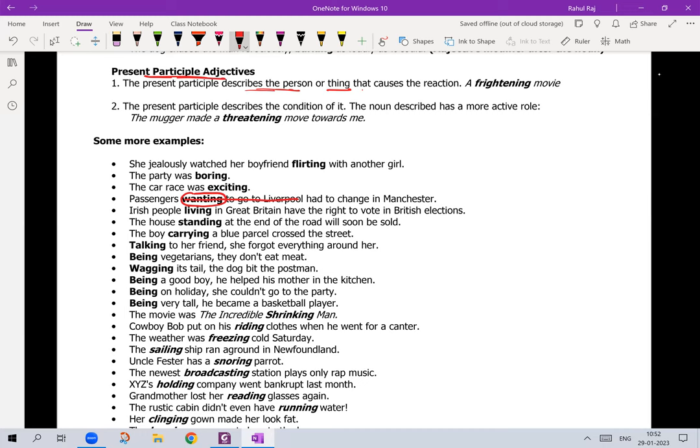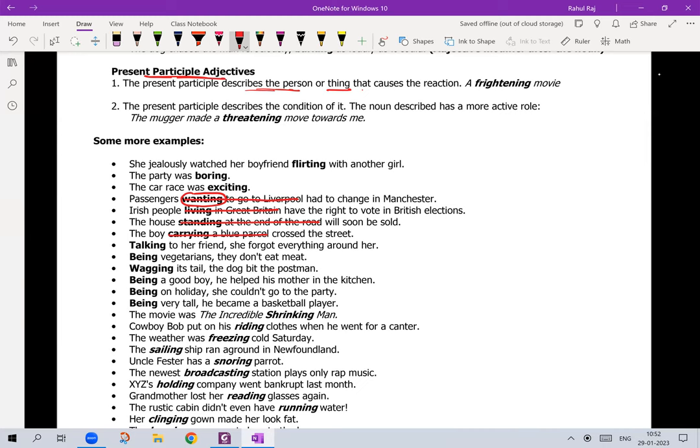Irish people living in Great Britain have the right to vote. Irish people have the right to vote. Living in Great Britain is nonsense. It's an adjective describing Irish people. The house standing at the end of the road will soon be sold. The house will soon be sold. This is the actual sentence. The boy carrying a blue parcel crossed the street. The boy crossed the street, carrying a blue parcel, is crap.